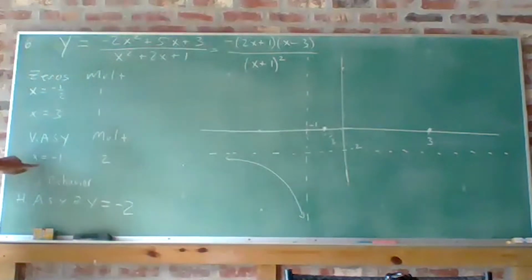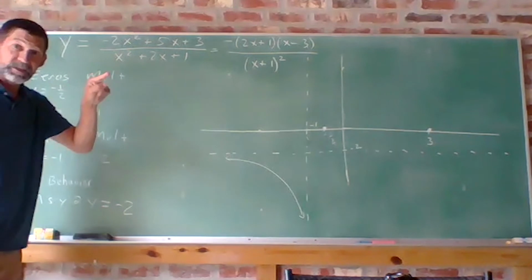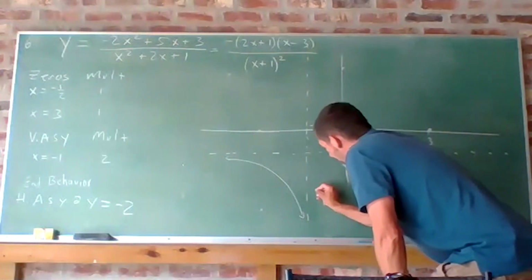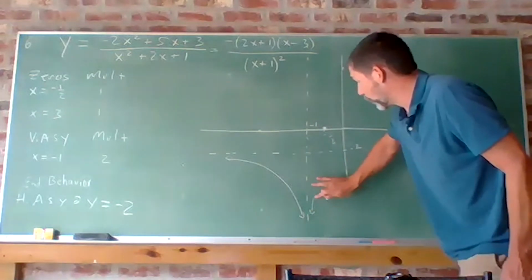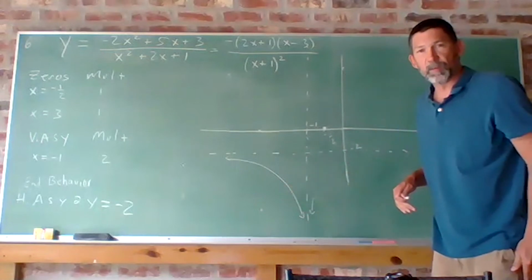X equals negative 1 is my asymptote. The multiplicity is 2. That's an even number. If the multiplicity is even, remember, we keep the same sign. If this were a zero, it would look like it bounces. In this case, it's going to be negative on the left and also negative on the right side. So it's going to approach the asymptote the same direction from both sides.